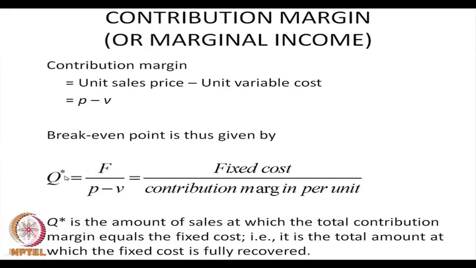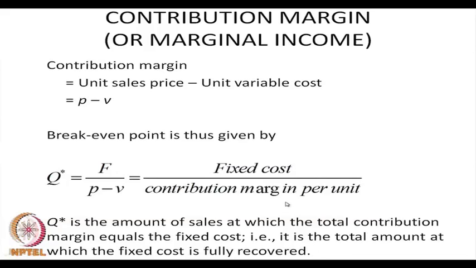So, the interpretation for break-even analysis is that Q star is the amount of sales at which the total contribution margin equals the fixed cost, that is P minus V into Q star. P minus V is the unit contribution margin multiplied by Q star is equal to F. That is the total amount at which the fixed cost is fully recovered.